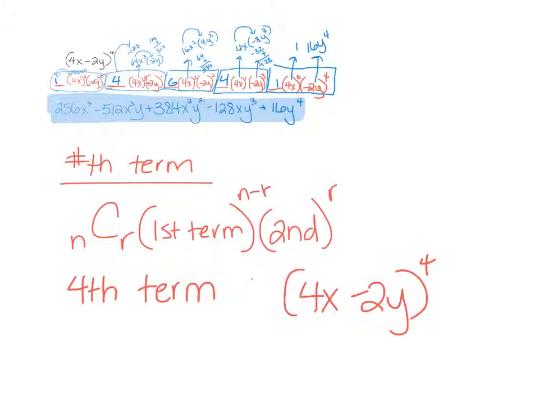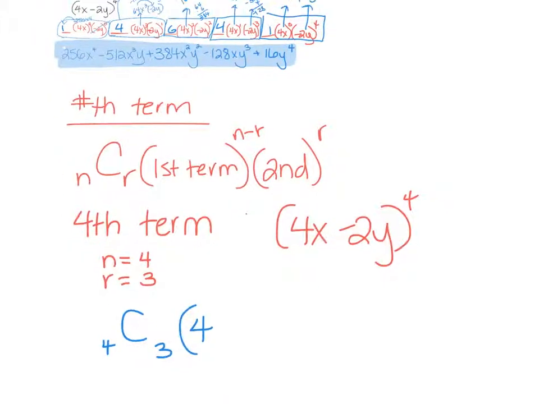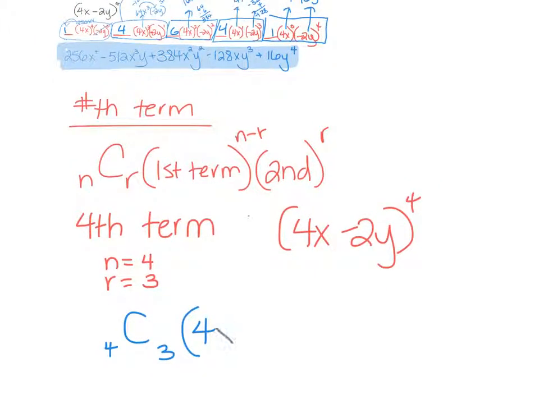So if it's the fourth term, what is r? 3. It's always one less, okay? So my n is 4 and my r is 3. So I am doing C(4,3). And then I get 4x to the 4 minus 3. And then I get negative 2y to the third.